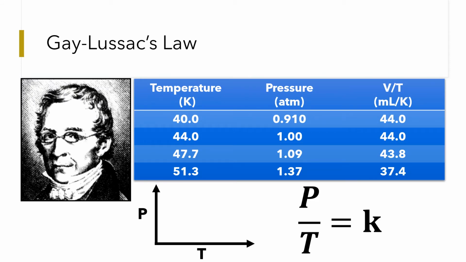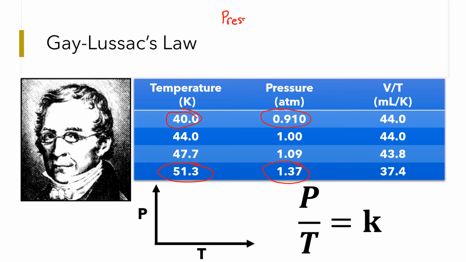Gay-Lussac's law is going to describe the relationship between pressure, the number of collisions, and temperature, average kinetic energy of our molecules. Now, if I look at his data, it looks like as I increase the temperature, I have here is 40, the pressure is 0.910 atmospheres. If I increase the energy or motion of those particles, and my temperature is now 51.3 Kelvin, it looks like my pressure also increased to 1.37 atmospheres. That makes sense if you are moving with more energy at a faster rate. The molecules would collide more frequently, so pressure and temperature are directly related.